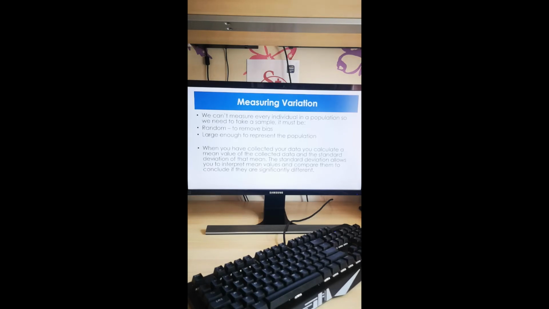Okay, so that's really simple, and it's something that we need to do in our practicals, the ones that are coming up, but it's not something you will ever be asked to do in an exam. But standard deviation is really useful, and the examiner uses standard deviation a lot to allow you to interpret mean values and compare them to conclude if any differences you see are significant. So we've done some work like that before, and we're going to continue to do that in our variation topic.